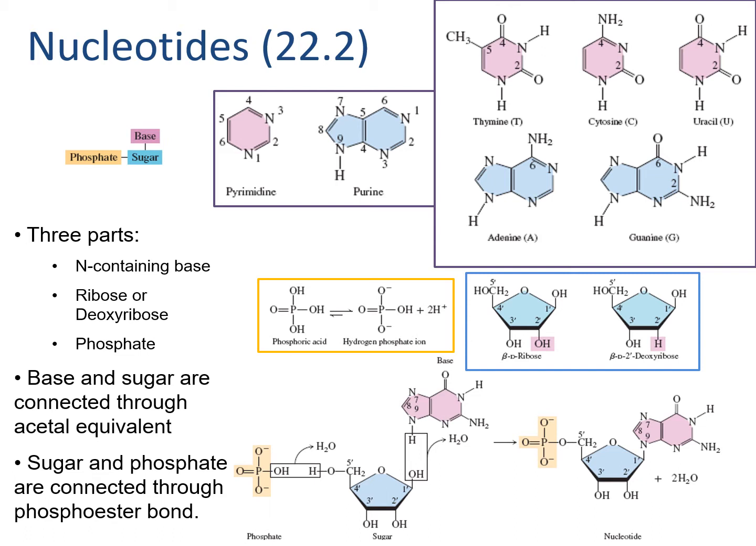Those bases will all be connected through something very similar to an acetal bond to either a ribose or a deoxyribose. A ribose for RNA, a deoxyribose for DNA. And each of those will be connected to a phosphate or multiple phosphates through a phosphoester bond at the final alcohol position, at the 5 position.